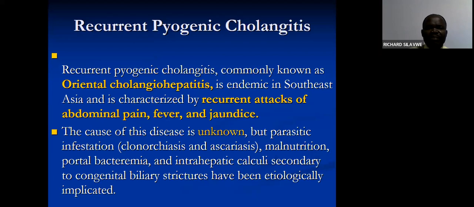Then we have recurrent pyogenic cholangitis, commonly known as oriental cholangitis, which is endemic in Southeast Asia and is characterized by recurrent attacks of abdominal pain, fever, and jaundice. The cause of this disease is unknown, but parasitic infestation, malnutrition, portal bacteremia, and intrahepatic calculi secondary to congenital biliary strictures have been etiologically implicated.